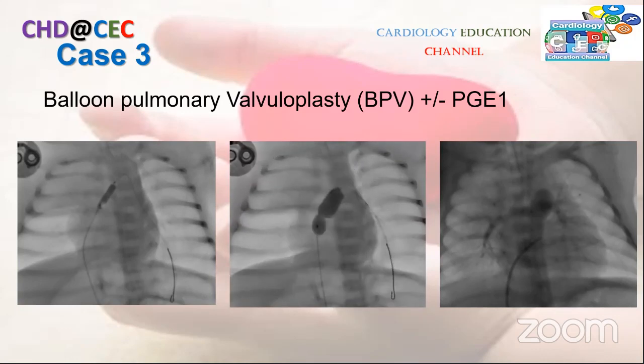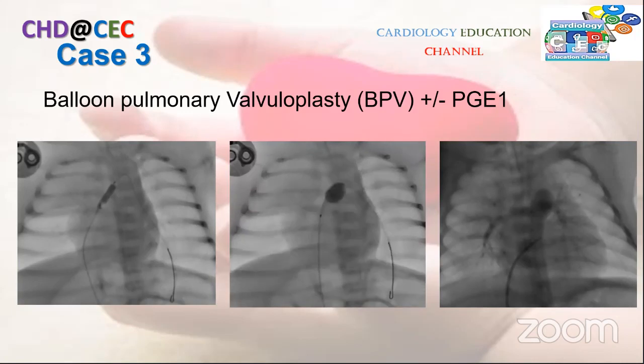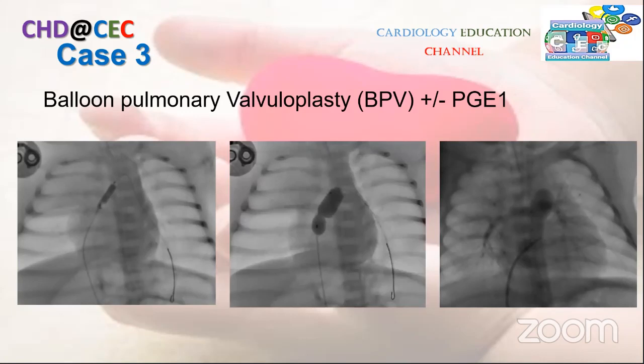Unless you have a tubular hypoplasia of the MPA or distal obstruction at the branches or a kink at one of the branches, you should go first with balloon dilatation. Otherwise, in the case of tubular hypoplasia of the MPA, it's better to go for surgery, because the distal obstruction will not relieve the RV pressure even if you open up the valve.